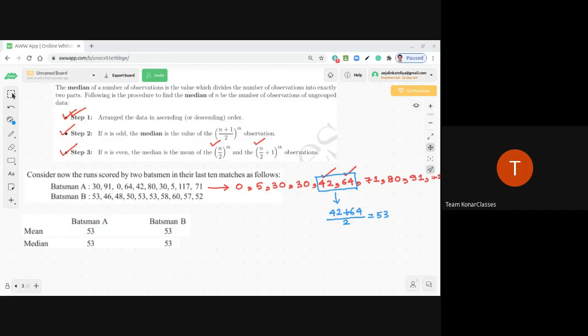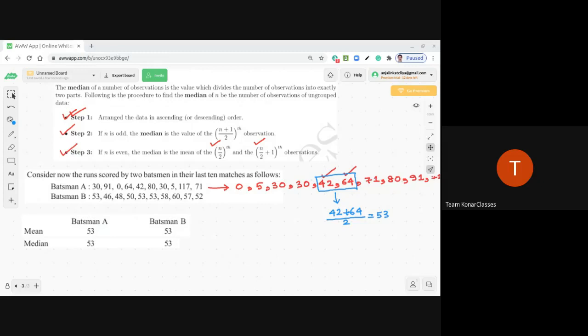The next one is the mode. Mode is a very simple thing, dear students. None of them are complex, by the way. All are very simple. The mode is the value of the observation which occurs most frequently. That is, an observation with the maximum frequency.